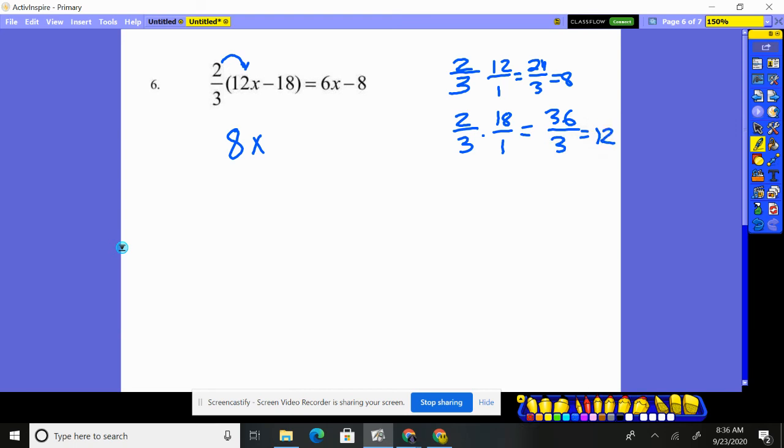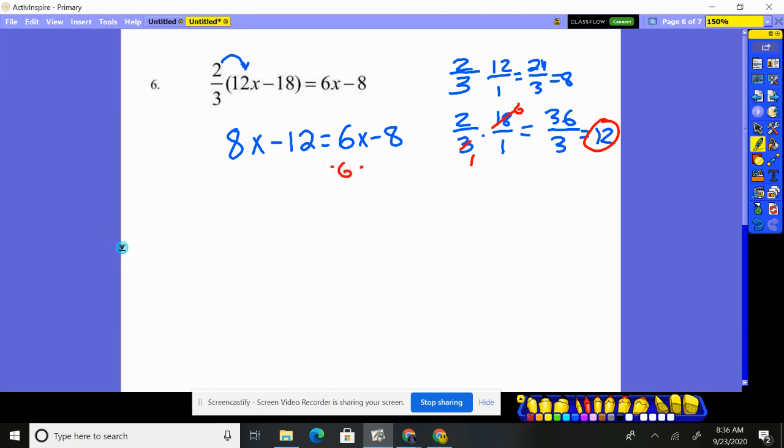When I said cross out, we could have said, hey, 18 and 3 both can be divided by 3, which would give you a 1. 18 divided by 3 is 6. 2 times 6, 12. Amazing. Math always works out. So when we distribute the 2/3 through, we get 8x minus 12 equals 6x minus 8.